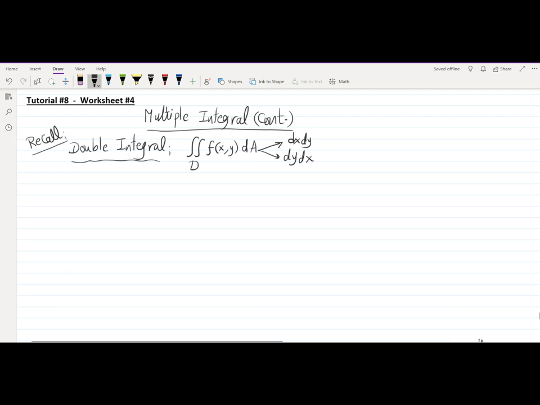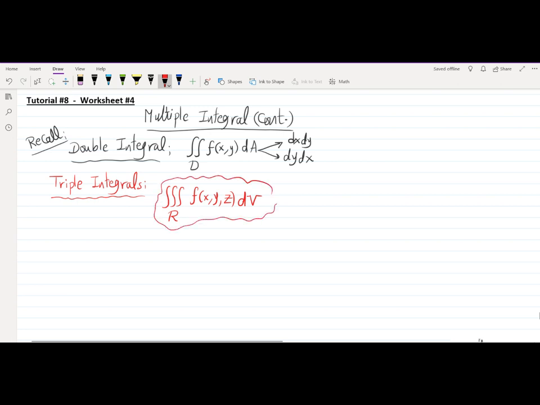But today, we will talk about an advanced topic, which is the triple integral, which includes three integral signs, like this. This can be defined as the triple integral over a certain region R for f of x, y, and z, but instead of dA, we will make it dV. This is the first definition or first notation for this integration.